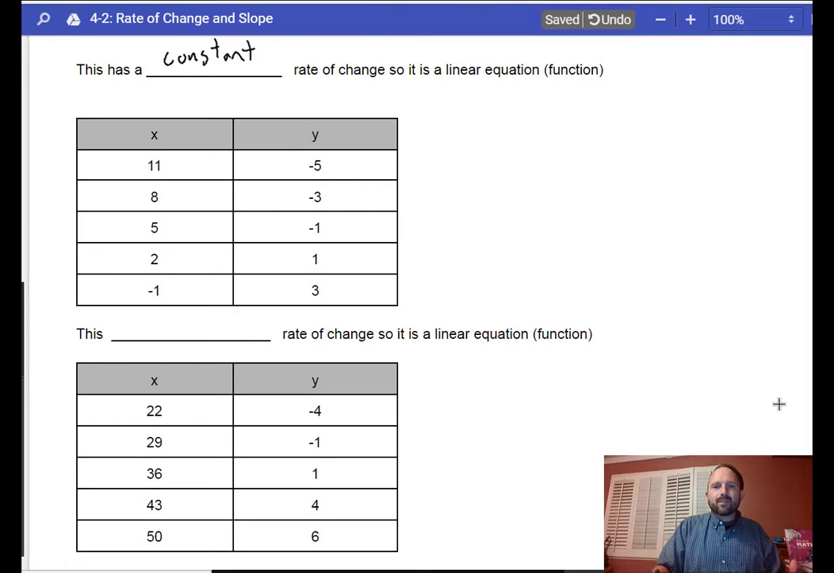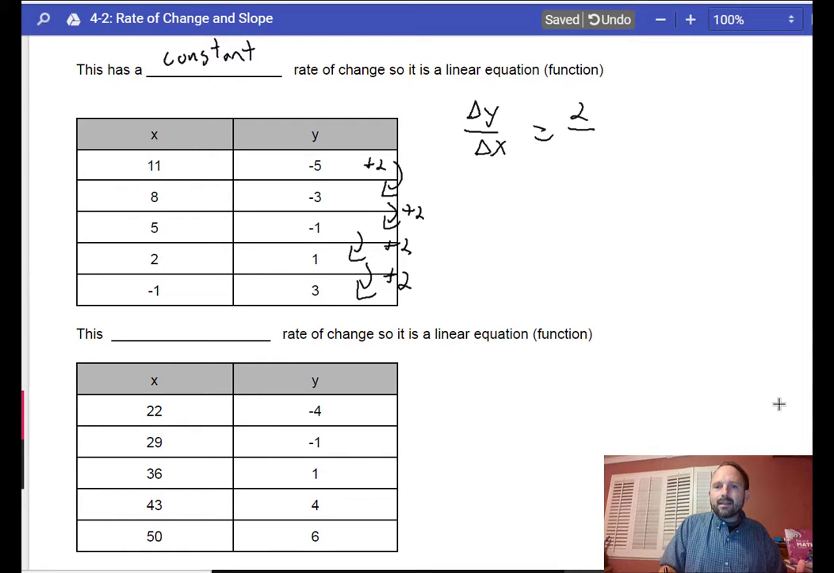Basically, all we have to do is figure out, does the change in y over change in x change? Or does it stay the same? So, negative 5 to negative 3, that's going to be plus 2. Negative 3 to negative 1, that's going to be plus 2. Negative 1 to 1, hey, it's still plus 2. And plus 2. Since each one of these is the same, if the x change stays the same as well throughout, then this has a constant rate of change as well. Let's see if it does.